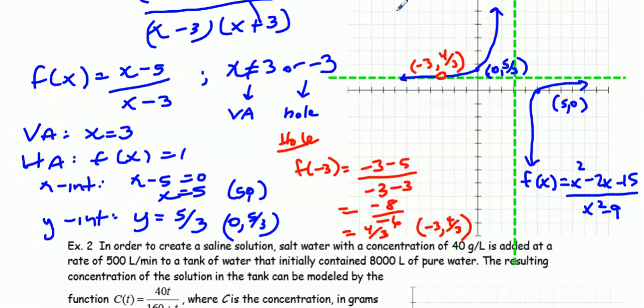I just have neglected to label my asymptotes. Y equals 1 here, x equals 3, and I believe I've got everything else now. Okay? So that's graphing equations with holes.